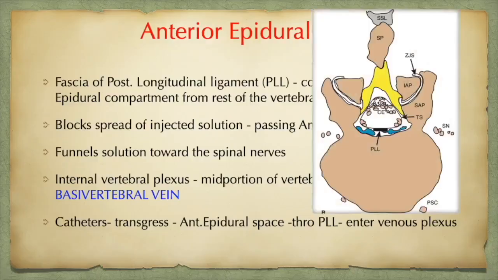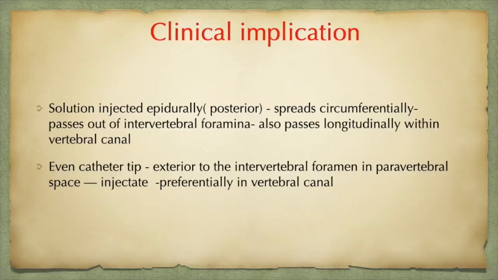As you see, the PLL is the posterior longitudinal ligament, which is in the anterior epidural space, and the structure marked in blue is the basivertebral vein. This is what we have discussed.